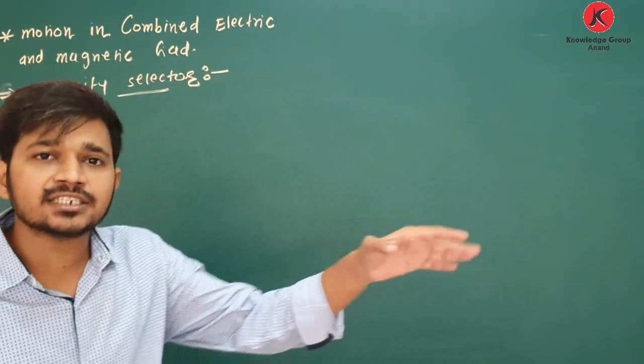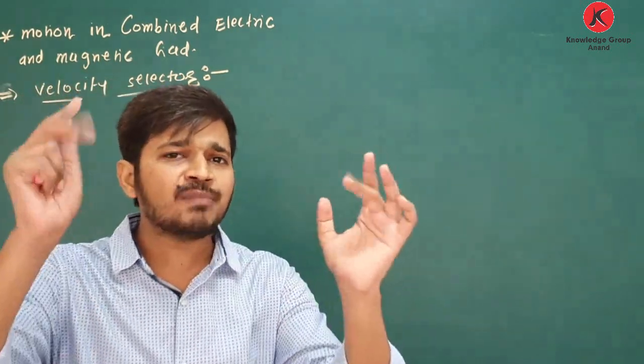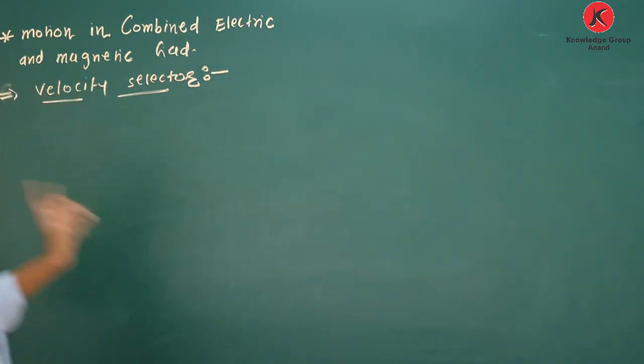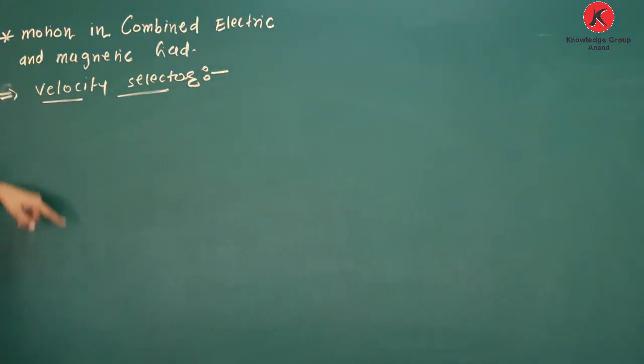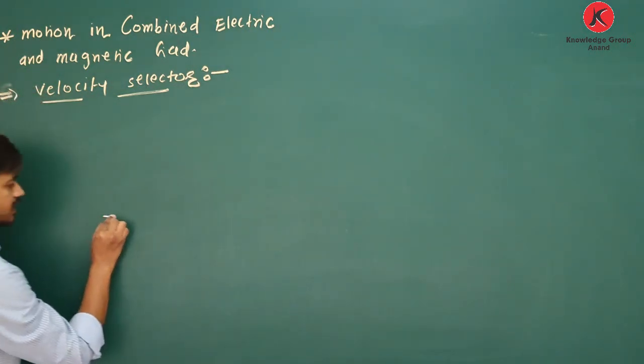Yes, in the last two cases we have discussed motion of charge in only a magnetic field. But if you are given a charged particle in combined electric and magnetic field, then what happens? Motion in combined electric and magnetic field. And yes, the first topic is velocity selector. Why is it named velocity selector? See, we will understand.